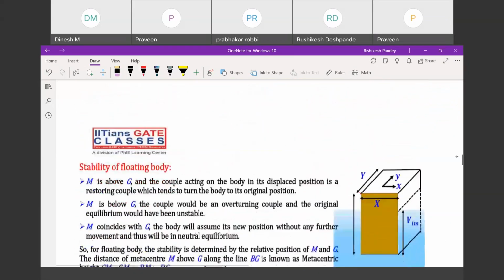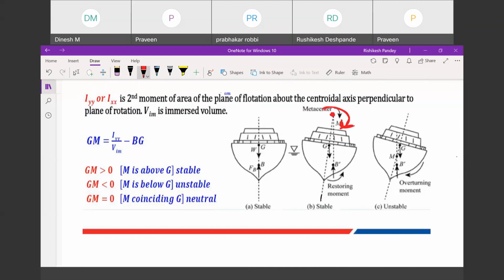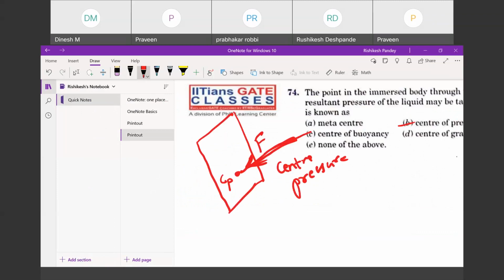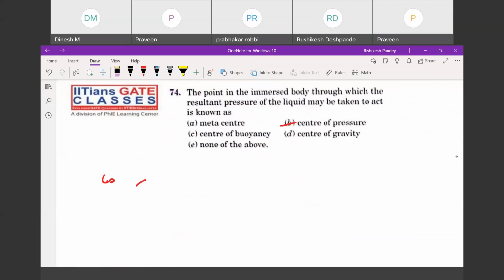And metacenter, the last one. Metacenter is a point about which this body is floating and oscillating. Okay, about this point only it is oscillating. So this is related to your oscillation, metacenter. Okay, now again I will come back to the question. Read it properly and then again answer me.